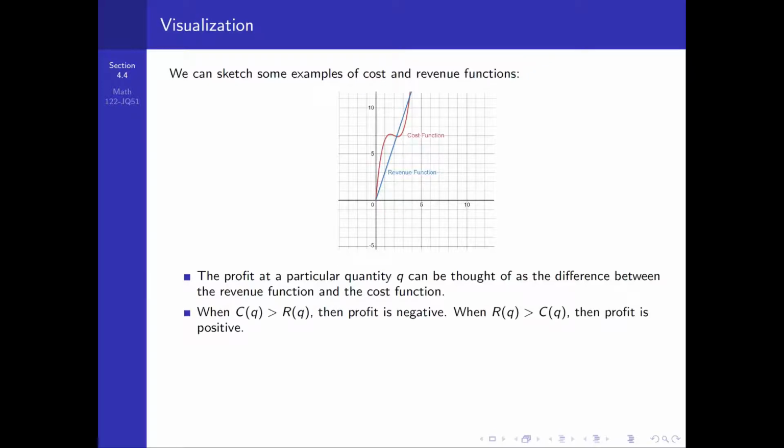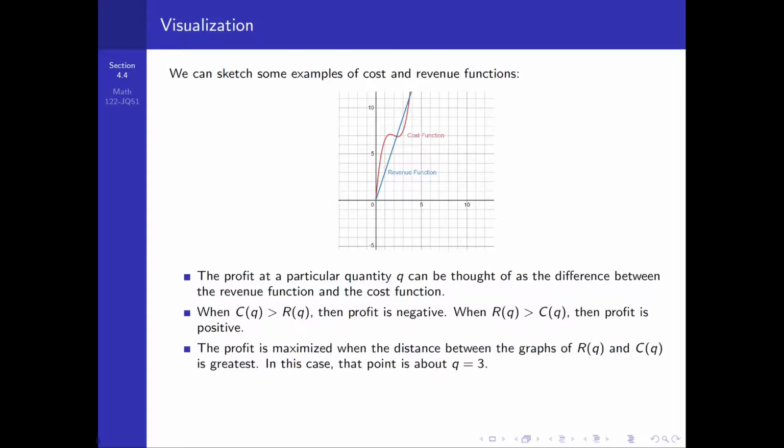Hopefully this idea is familiar to you. You've seen it before. And this is exactly what I say here. So when the cost function is bigger than the revenue function, the profit is always going to be negative because profit is revenue minus cost. And when revenue is bigger than cost, the profit is always going to be positive. But we're always thinking about profit as the distance between the cost function and the revenue function. Sometimes it's negative, sometimes it's positive.